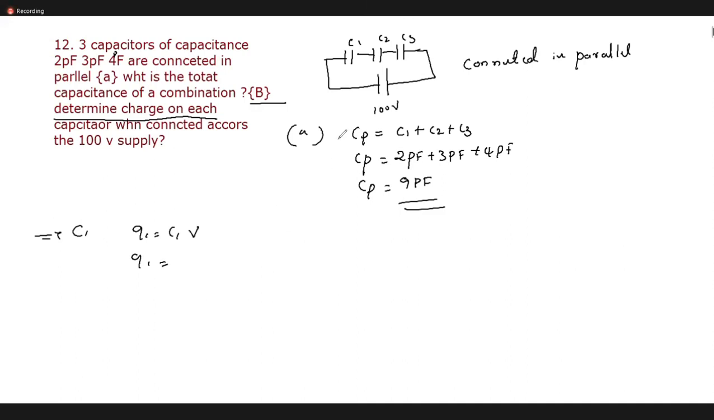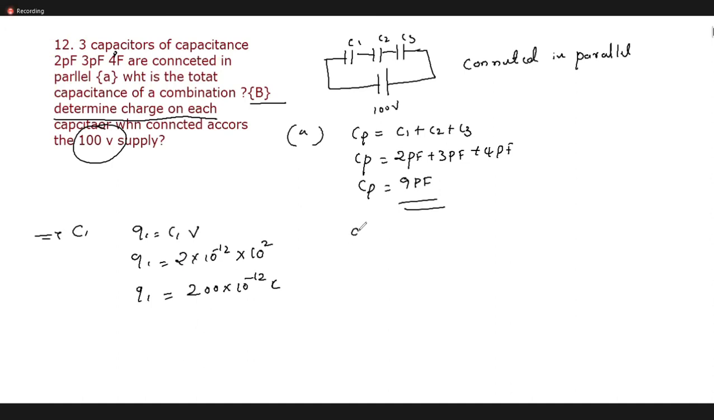Q1. C1, you already know, is 2 pF, 2 into 10 to the power of minus 12. So Q1 is equal to 200 into 10 to the power of minus 12 coulomb.